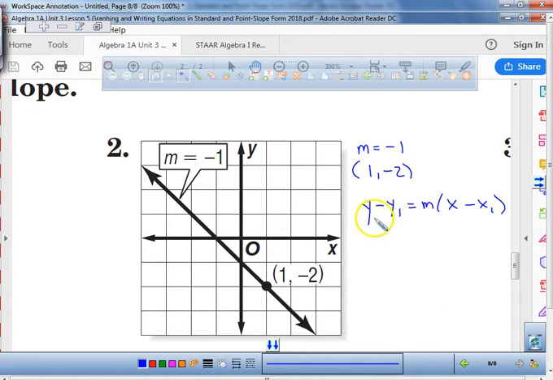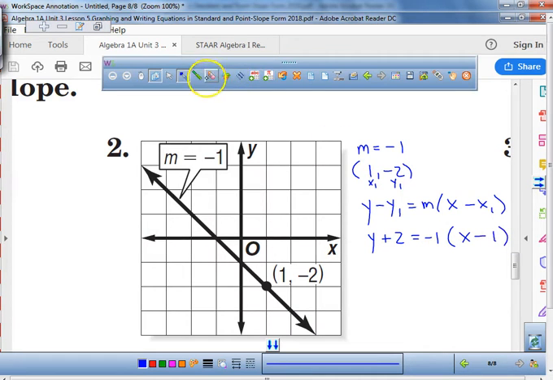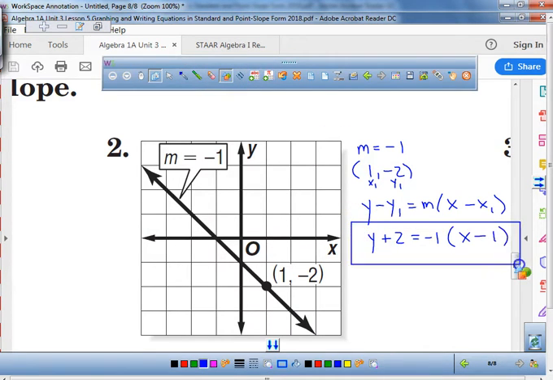So here we go. Let's plug them in. y minus a... here, this is our x1, right? This is our y1. So what's that going to become? y plus 2 equals, what's our slope? -1. Put a -1 right there. Then we're going to say x minus, what's our x1 value? Just the number 1. So you just put x minus 1 and you're done. And that's your answer. All right. Moving on.